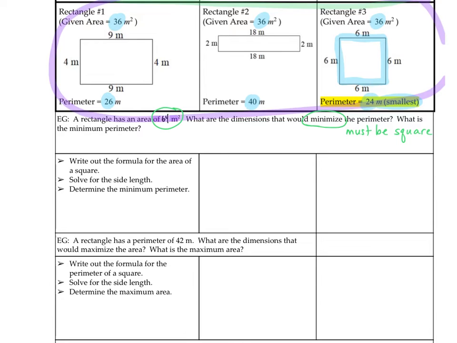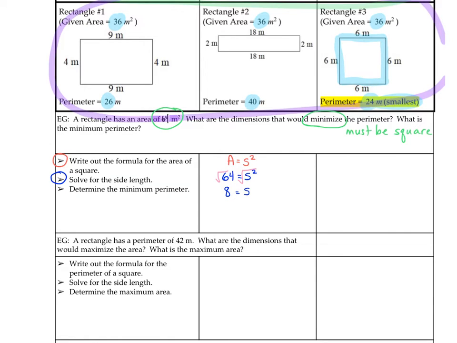So since it's told to us that the area is 64, that's the first thing you're going to write out. Write out the formula for the area of the square. The area of a square is equal to s squared. Now the next step is going to be to solve for the side length. We know that the area is equal to 64. And to solve for s, you're going to square root both sides. So that means s is going to be equal to 8.